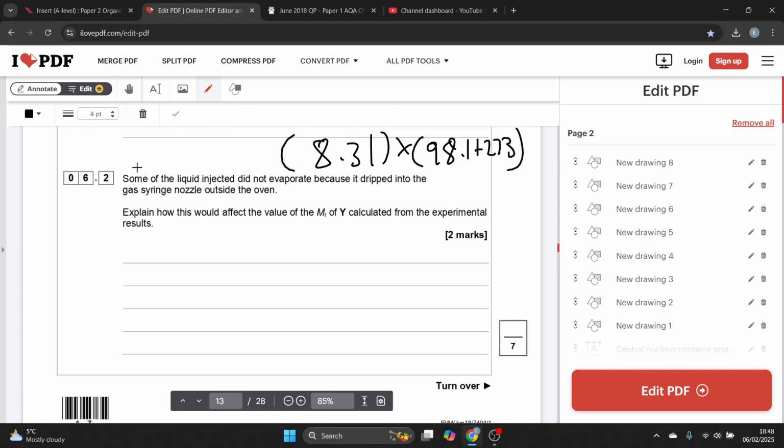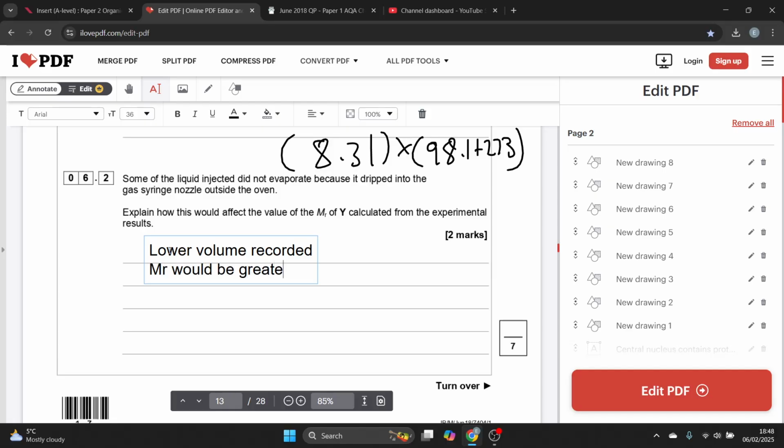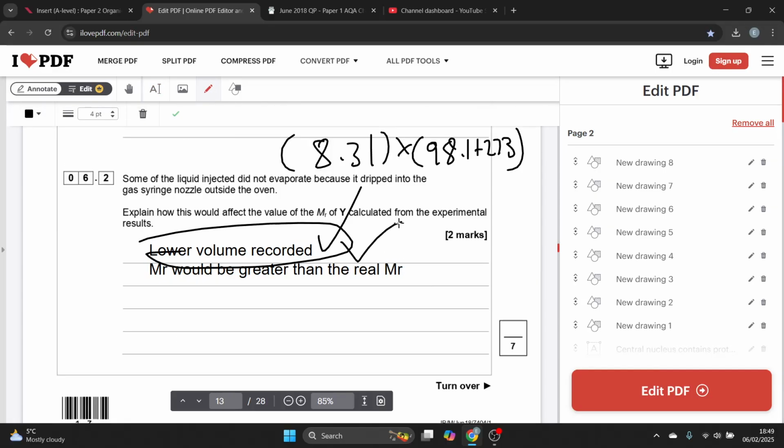Then it says some of the liquid injected did not evaporate because it dripped into the gas syringe nozzle outside the oven. Explain how this would affect the value of MR calculated from experimental results. Well, if you think about it, some of the liquid injected did not evaporate because it dripped out. That means a lower volume would be recorded. So what happened to the MR? Well, if I got a lower volume recorded, the MR would be greater than the real MR. Lower volume recorded, MR would be greater than real MR.